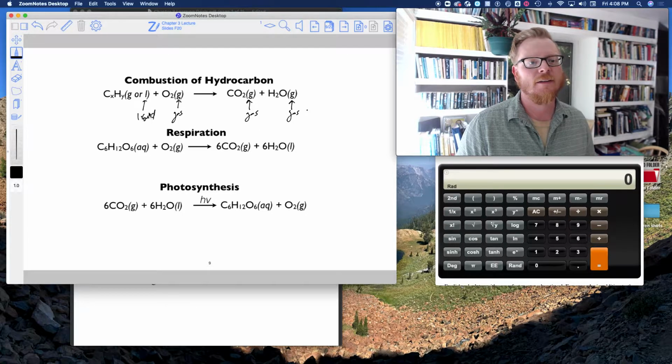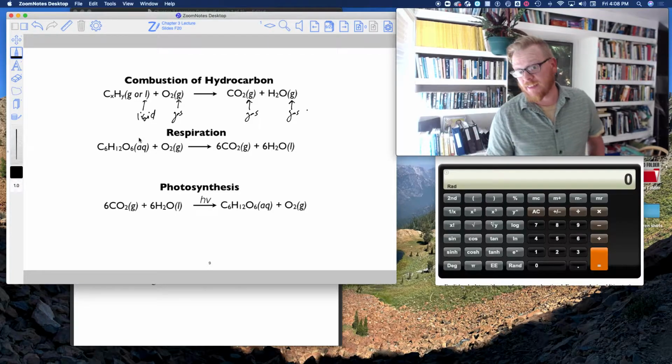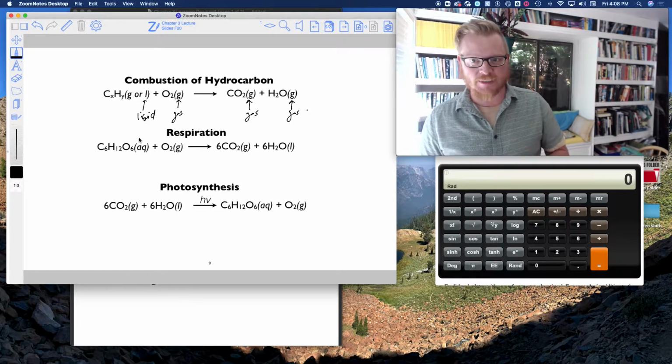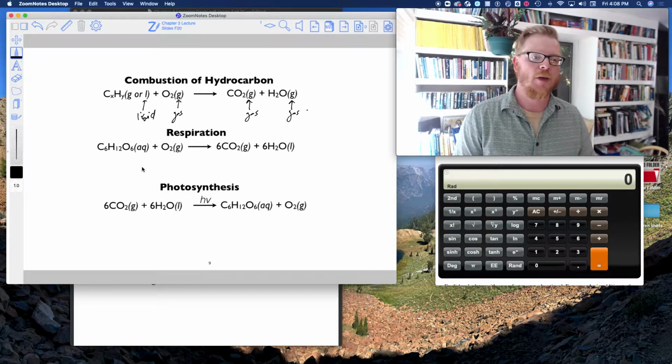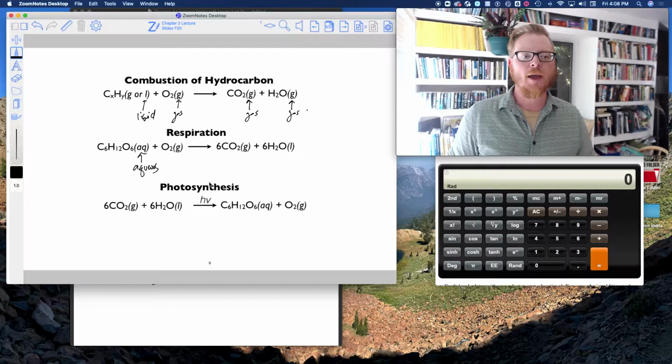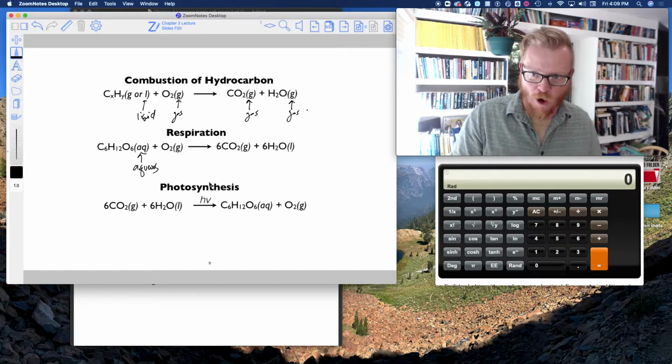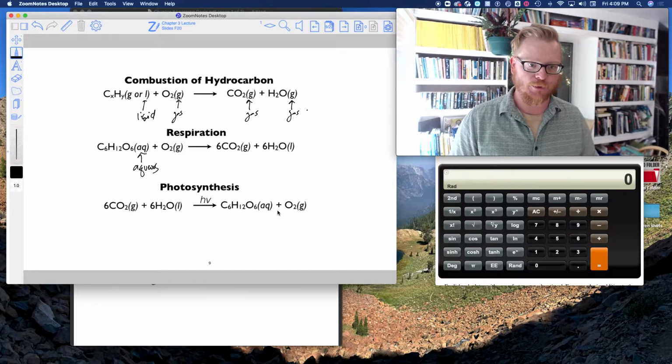Gases ignite more readily than liquids, and we can talk about why that is later, but certainly I just mostly want you to recognize these symbols. We're going to see them more and more and talk about them more and more as we go. So for example, this AQ stands for aqueous, which means it's dissolved in water. And again, more on that in the coming chapters.